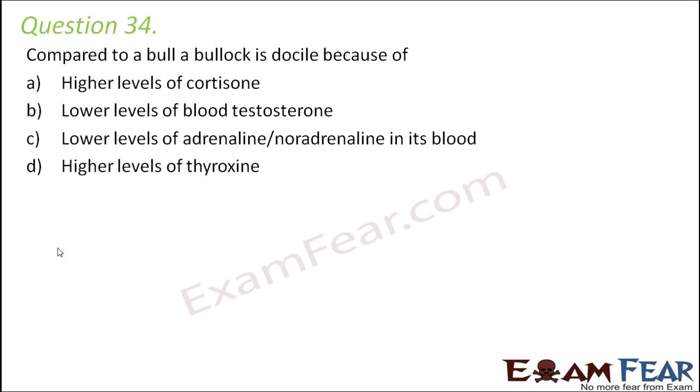Question number 34. Compared to a bull, a bullock is docile because of higher levels of cortisone, lower levels of blood testosterone, lower levels of adrenaline or noradrenaline in its blood, higher levels of thyroxine. Now what is a bullock? A bullock is basically a castrated bull. Now what do we mean by castrated bull? It means the animal from which the testicles are removed to make it sterile. So a sterile bull basically is a bullock.